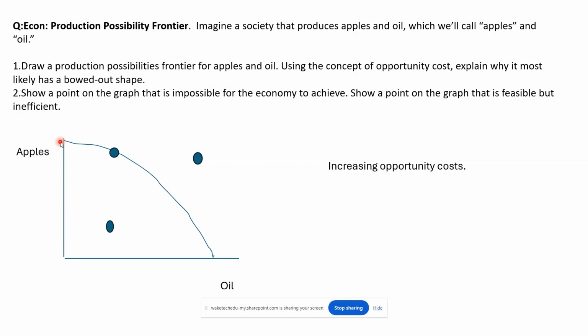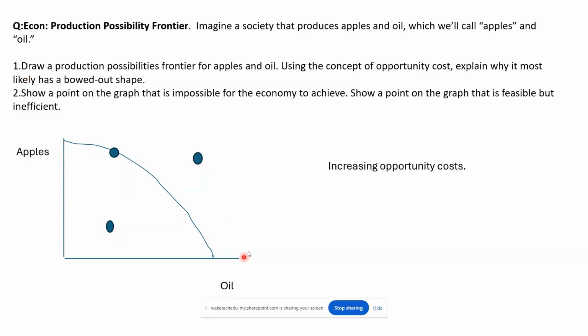What this is basically saying is I could make so many apples if I put all my resources towards apples, or so much oil if I put all my resources towards oil, or some combination of each. A little bit of apples, some oil, etc. But the key question here is: use the concept of opportunity cost to explain why it is most likely that we have this bow-shaped curve as opposed to a straight line.